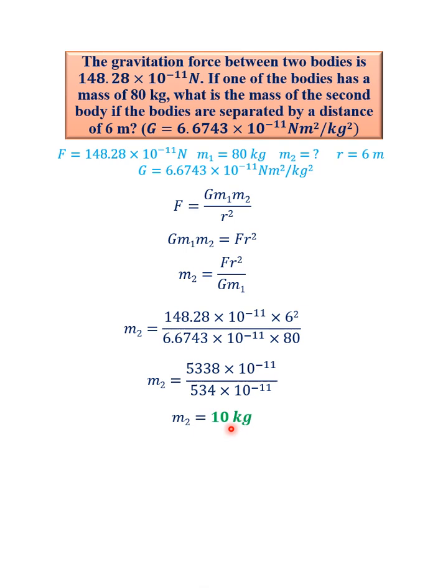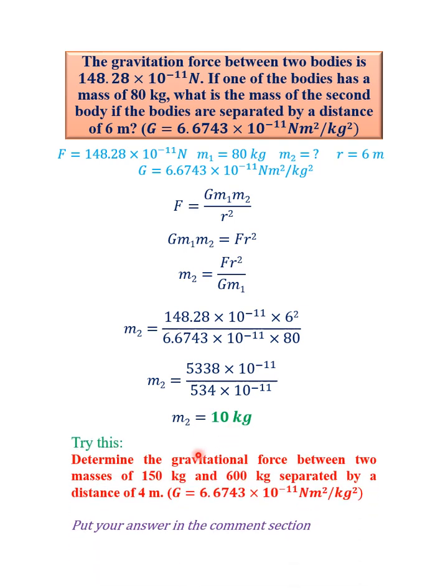It is that simple and interesting, and I believe you enjoy this. Now try this simple one that says determine the gravitational force between two masses of 150 kg and 600 kg separated by a distance of 4 meters. Given the gravitational constant here, and when you get the answer, please put it in the comments section.